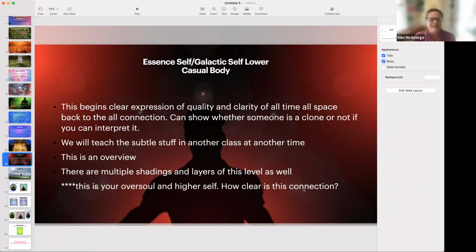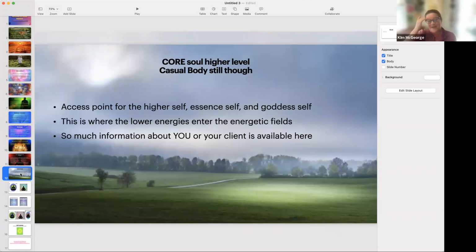And then we have the highest level that I've seen expressed in this tool. It's still the causal body, but it's the highest level, and it's what we would call the goddess self, the essence self. So it's going to be measuring the older parts of your soul, more of your relationships, your galactic families, just so much information. All right, we're going to look at examples.